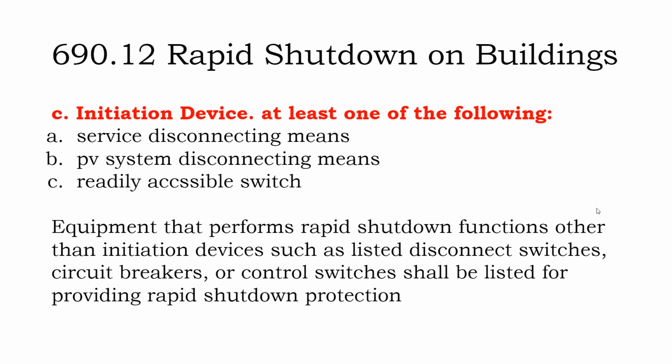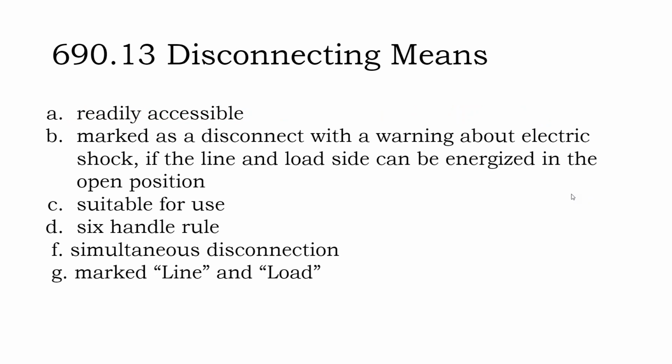On some battery inverters that I've seen, they have relay inputs that you can use. We use my smart home system as a relay input into the battery inverter, where you just press a button and it initiates the rapid shutdown on the inverter. So the solar disconnect should be readily accessible and marked with a warning about electric shock.